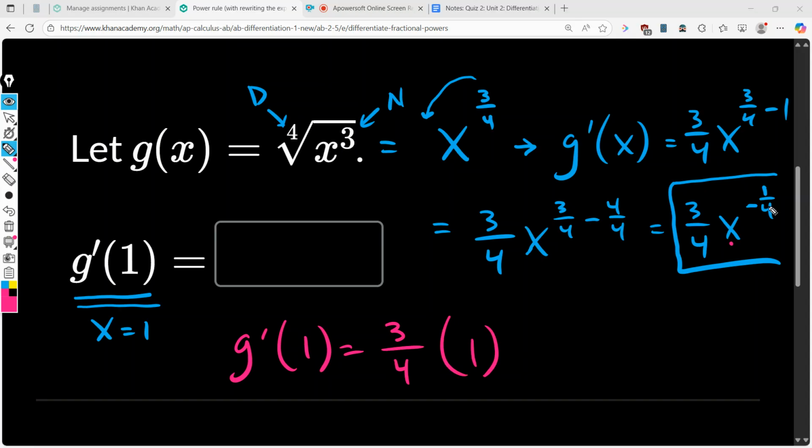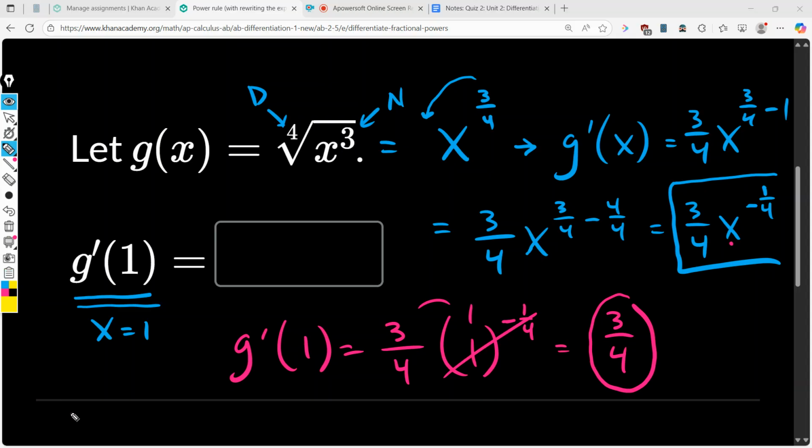So 3/4 times 1 to the negative 1/4. Really, I already know that this part is just going to be 1. I'll do that as a sidebar here. But 1 to the negative 1/4 is just 1. That just cancels. And 3/4 times 1 is 3/4. Final answer.